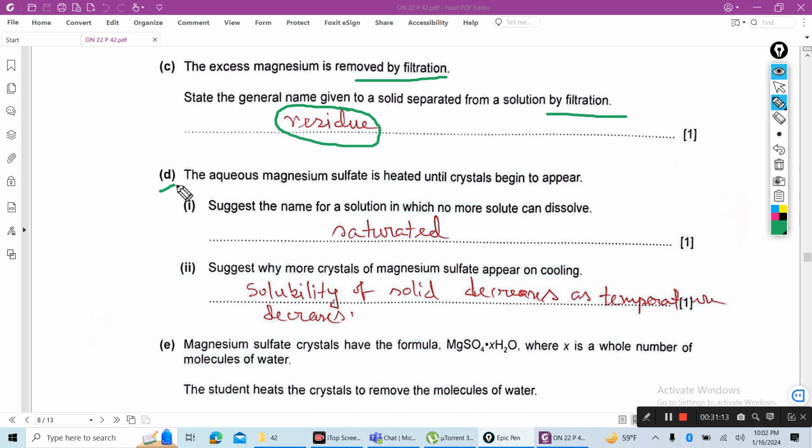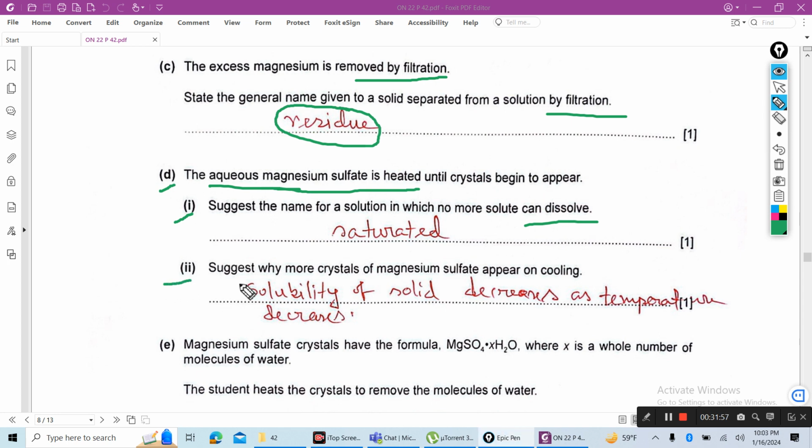Number D. The aqueous magnesium sulfate, means magnesium sulfate solution, is heated until crystals begin to appear. Number 1. Suggest the name for a solution in which no more solute can dissolve. You know, saturated solution. Saturated solution is a solution which can dissolve no more solute. That means solution is saturated, it cannot dissolve any more solute.